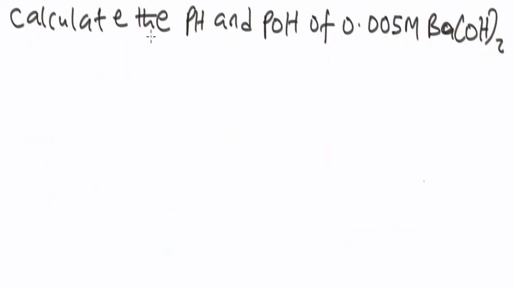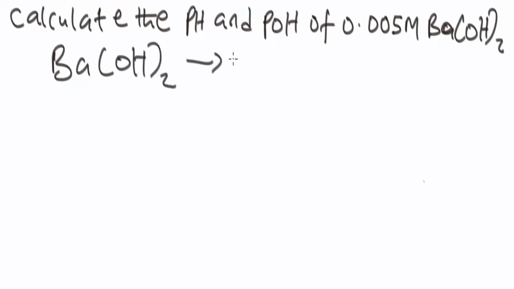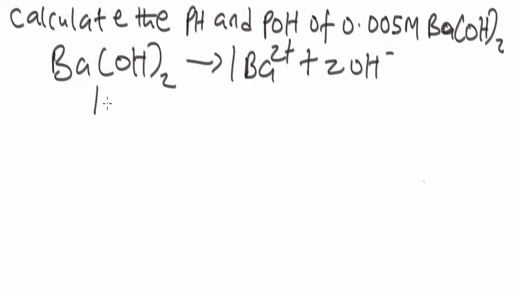Okay, so let's look at this question. It says calculate the pH and pOH of 0.005 mole barium hydroxide. Alright, so let's rewrite the reaction. Barium hydroxide, Ba(OH)2, will decompose to form 1 mole of barium ion, plus 2 moles of hydroxide ion. That means we have a mole ratio of 1:2.